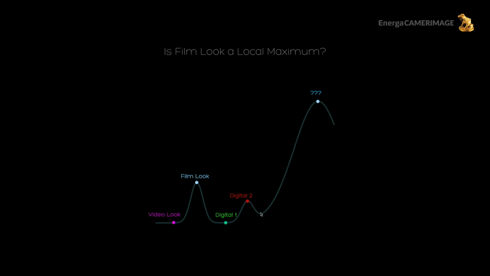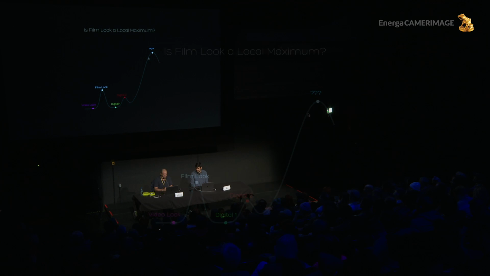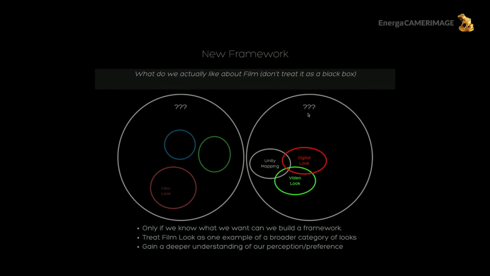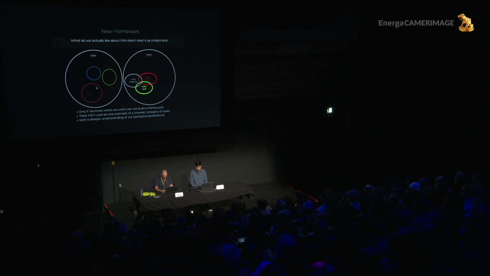Maybe we need to look further, and maybe at some point we will find a route and a framework where we can produce images which are even more pleasing in some respect, or give us at least more creative freedom. So that was basically what we wanted to do. We did not want to treat film as a black box, but actually understand what we like about film, and treat film as just one example of a wider set of looks. But to do this, we needed to gain a deeper understanding of perception and preferences.